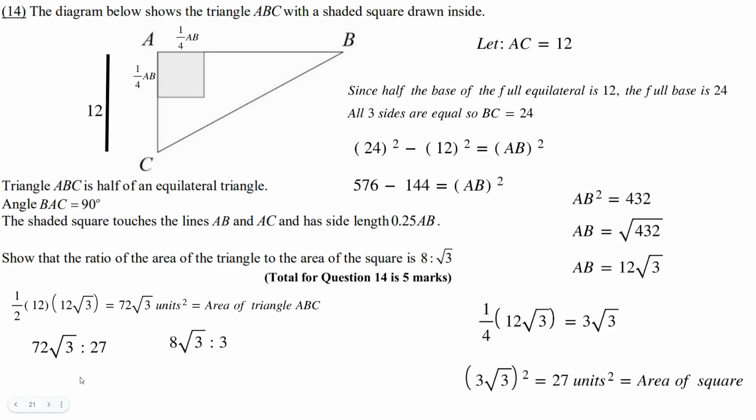Now I've divided by 9 to get 9 times 8 is 72, and then 9 times 3 is 27. And then we want this in the form 8 to root 3. So I've divided by root 3 on both sides, and then I've rationalized this. So I've done root 3 over root 3, so it's 3 root 3 over 3. So it's 8 to 3 root 3. And then I've divided by 3 on both sides to get 8 to root 3, as they want.